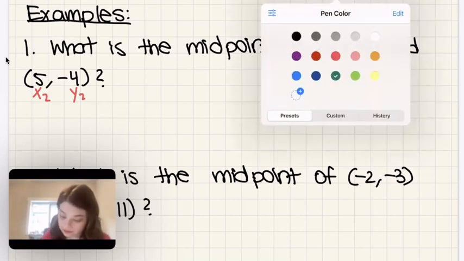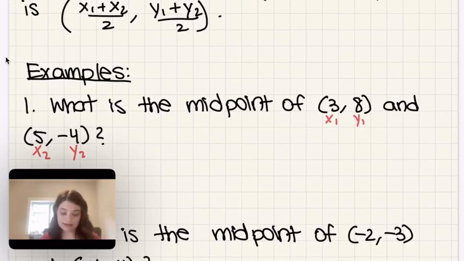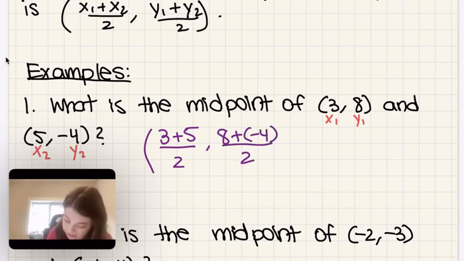Okay, so let's go ahead and figure it out. Going back to the formula, it's x1 plus x2 divided by 2. x1 is 3, so that's going to be 3 plus 5, since x2 is 5, divided by 2, comma, y1 plus y2 divided by 2. Well, y1 is 8, so 8 plus negative 4 divided by 2. Now I'm going to simplify this a bit better. So 3 plus 5 is 8, so that's going to be 8 over 2, comma, and then 8 minus 4 over 2.